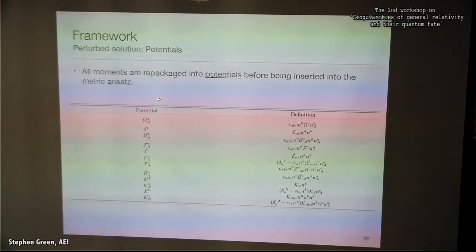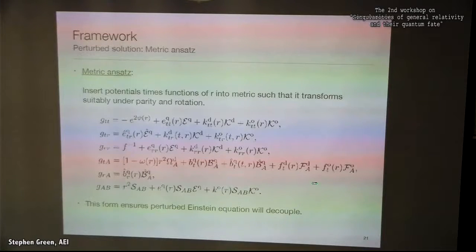We then repackage them again into what we call these potentials before we put them into the metric. So we take these moments and we dot them into radial vectors, and we take duals of them, and this is just needed in order to write down our metric ansatz. So with these potentials, all these terms describe the applied tides and the spins. We multiply them by these functions of r, and we put them into the various metric components. And we do this in such a way that it transforms suitably under the parity and rotation.